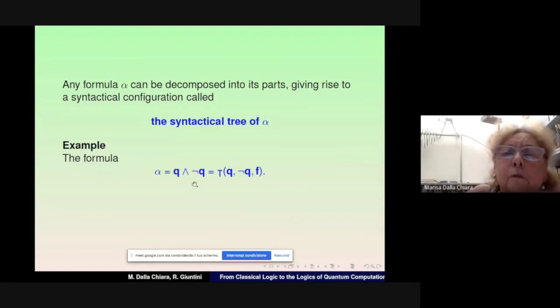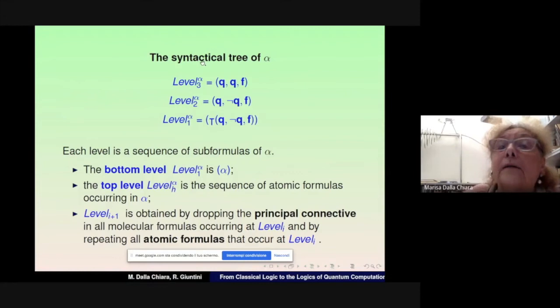So we take now this particular formula, this contradiction. What is the syntactical tree of this formula? It is a sequence of levels. In this particular case, level 3, level 2, level 1. Each level is a sequence of sub-formulas of our formula. The bottom level, level 1, is the sequence that contains our formula, Toffoli of Q, not Q, F. The top level, level 3, is the sequence that contains the atomic formulas occurring in alpha, so Q, Q, F.